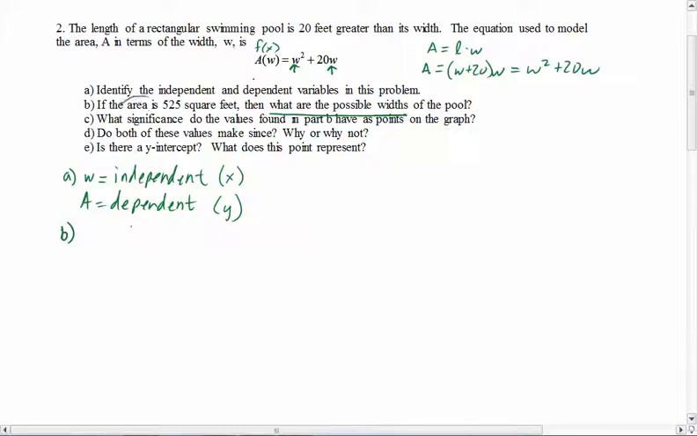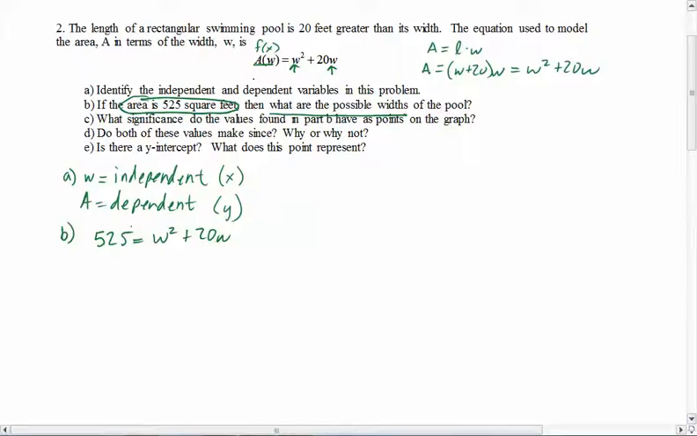What does it give me? It gives me that the area is 525 square feet. So that means that A is 525. Yes, it's giving me that information. So 525 equals W squared plus 20W. All right, so I recognize what's being given to me in the question and what the question's asking. So now I need to solve.